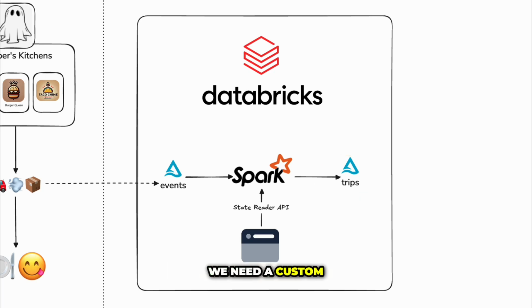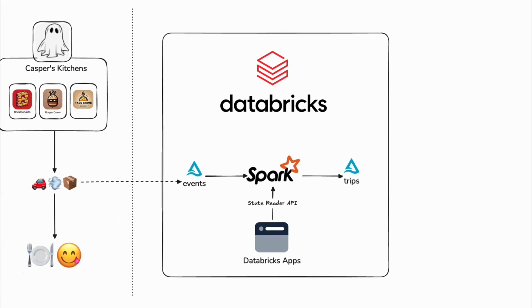Second, we need a custom interface to show us all the delivery events being aggregated in the stream. For this, we'll use Databricks Apps to host a custom application and have the application query the stream using the new State Reader API. Let's get started.